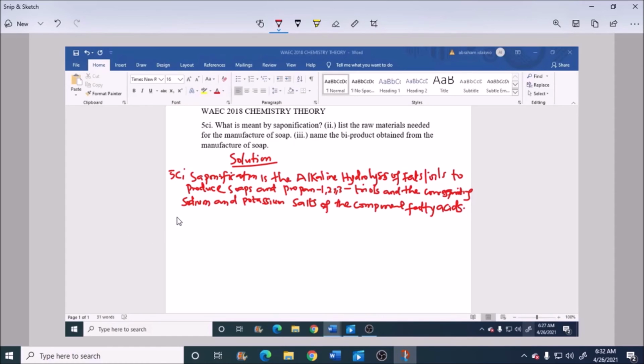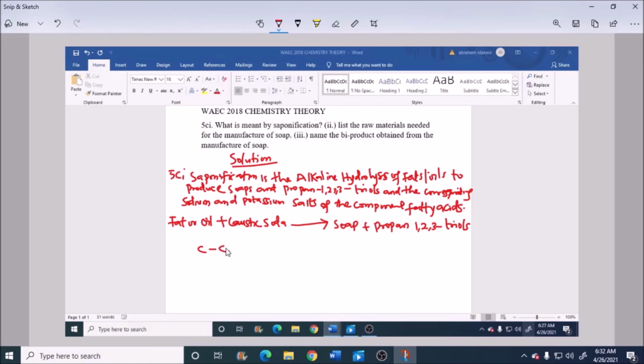So we can add the equation for this as fat or oil reacts with caustic soda. So that is our alkali mentioned in the definition, that is the caustic soda. And the caustic soda is sodium hydroxide as an alkali. Then we have it give soaps and propane-1,2,3-triol.